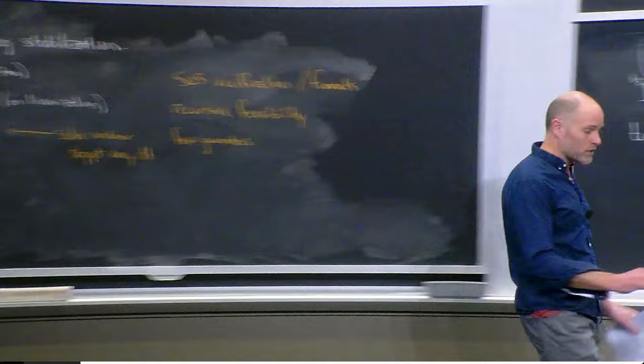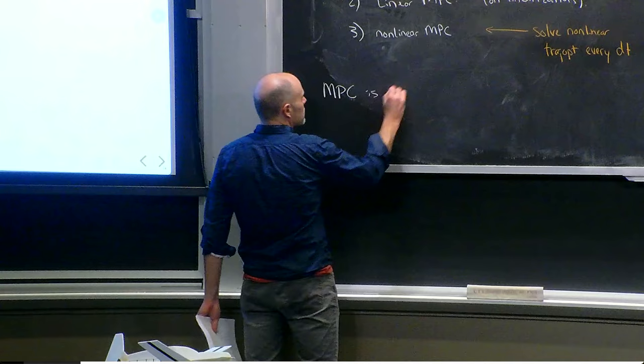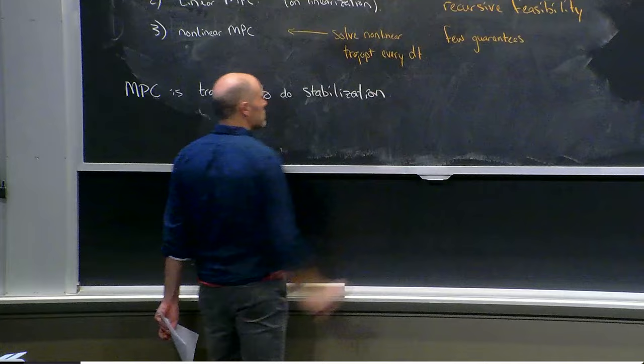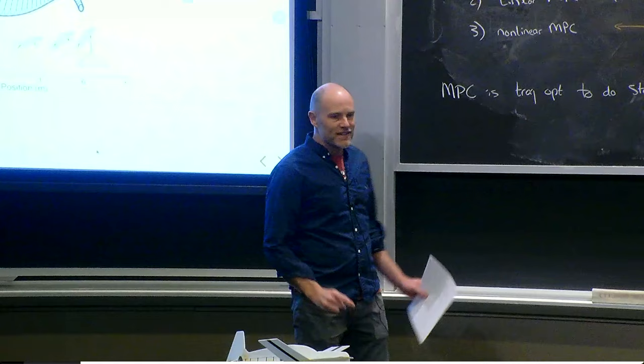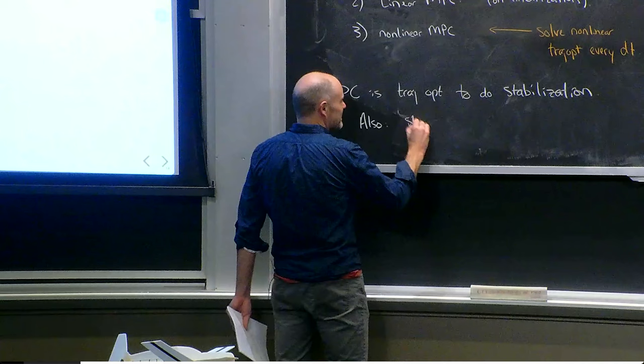So that's cool. We can use trajectory optimization to do stabilization. MPC is trajectory optimization to do stabilization. The cool thing, and the last connection I want to make in this, is you can do stabilization to do trajectory optimization. That's a little bit of a weird way to say it, but you'll see what I mean.